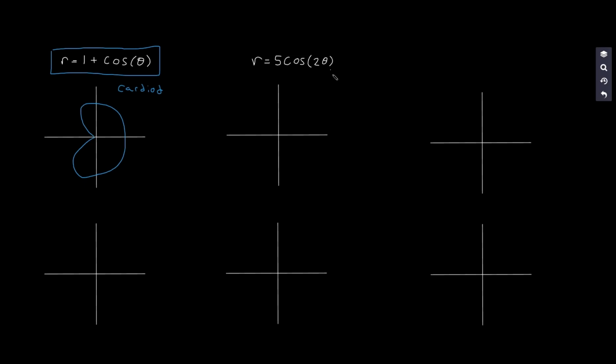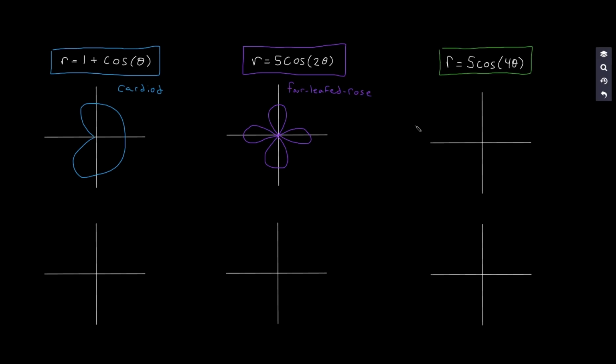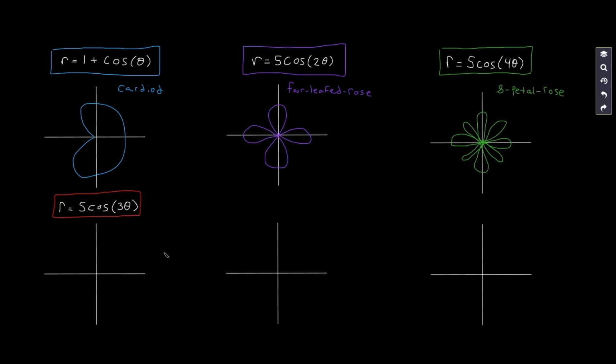What about the polar equation r equals 5 times cosine of 2 theta? This curve is called a four-leaf rose. Moving on, we have r equals 5 times cosine of 4 theta. How might this look on a graph? This is called an 8-petal rose. What about the equation r equals 5 times cosine of 3 theta? Well, it should look something like this, and now it's a 3-leaf rose.